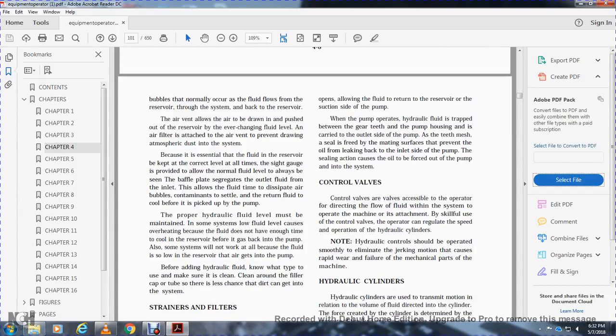Bubbles would normally occur with the fluid flow of the reservoir through the system. The air vent allows air to be drawn in. The push valve of the reservoir, when drained of fluid, with the air attached to the air vent, will prevent the drawing of atmospheric dust into the system.